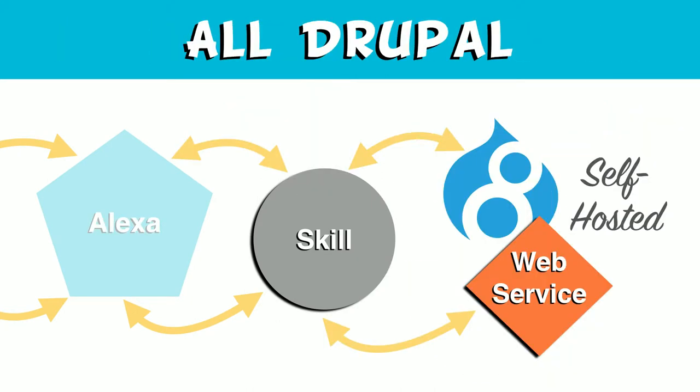And then the third example we've got cuts out Lambda entirely and has the endpoint configured right on our Alexa skill to just hit our Drupal site directly. And then Drupal handles the request from Alexa and the response to Alexa. So we don't have to rely on the third party AWS Lambda.